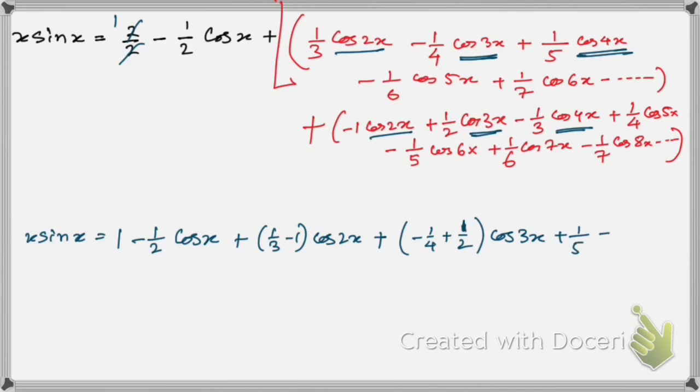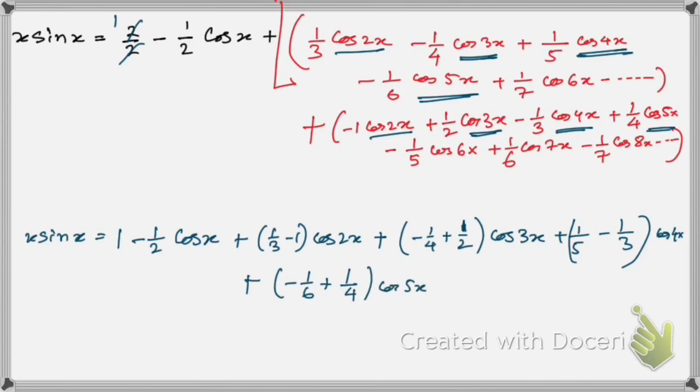Similarly, if you take common 4x, then you're gonna have 1 by 5 minus 1 by 3 cos 4x, and then if you take cos 5x common, then you're gonna have minus 1 by 6 plus 1 by 4 cos 5x. And similarly, if you take cos 6x common, then you're gonna have plus 7 minus 1 by 5 cos 6x, and you can continue this way and so on, right?